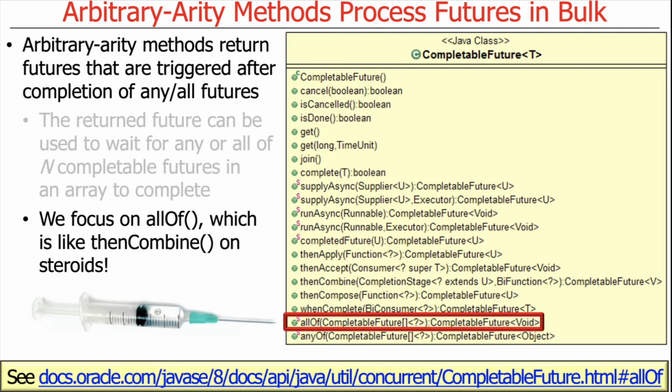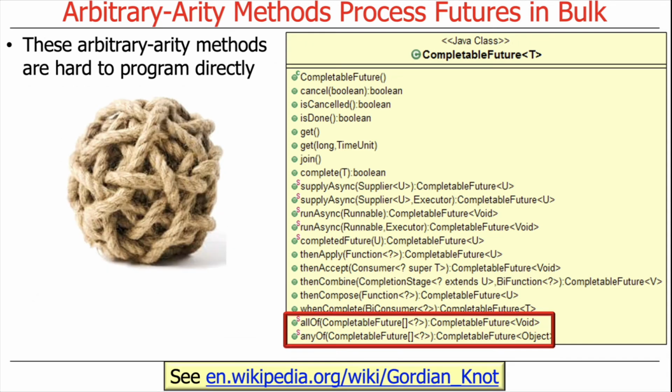So we're going to focus here on the allOf method, which is kind of like the thenCombine method, which was a completion stage method we talked about earlier, on steroids. So it basically takes the thenCombine method and goes to the fullest extent to have it have many parameters. Now, as you'll see, or maybe you've already got a feeling for this, these arbitrary-arity methods are very difficult to program directly, and that's because they don't give back values that have results. They just tell you if they're done or not, which is a little bit wonky.